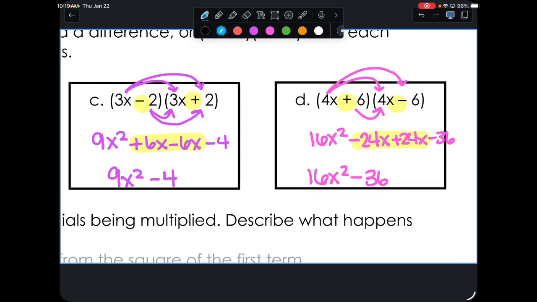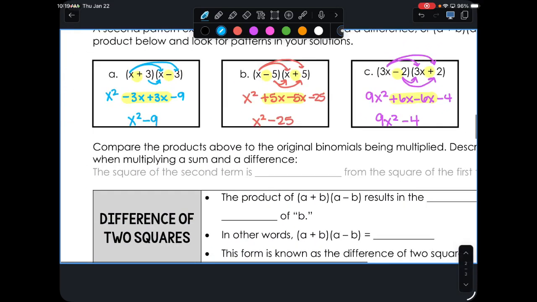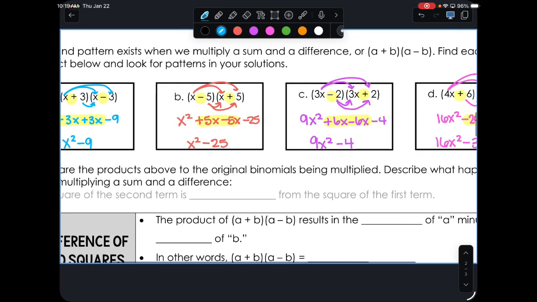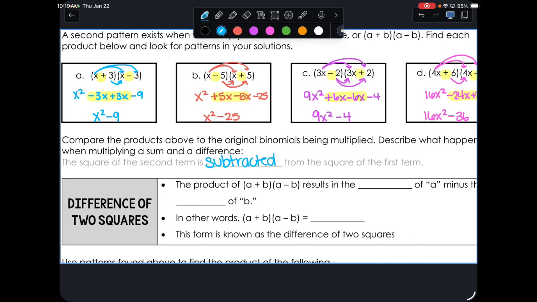So it's still squared except it's negative. Correct. The square of the second term is subtracted from the square of the first term. So you're still squaring the first, you're squaring the last, but they end up being subtracted from each other and you cancel out the middle, okay? This one's called difference of two squares, and this is on your formula chart. Same thing, it's written backwards.